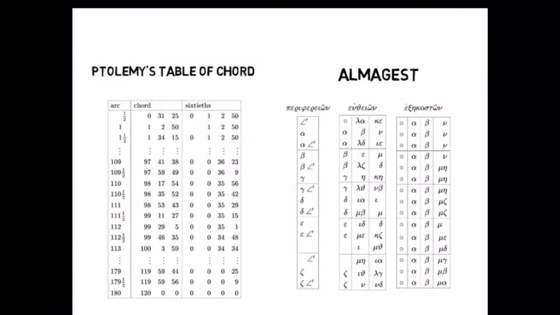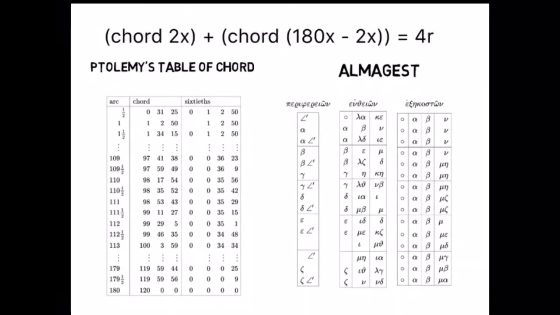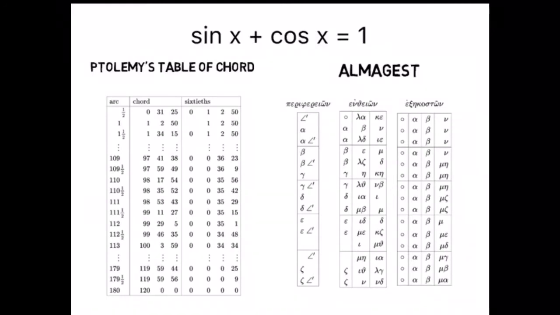As well as Hipparchus' table of chords, there were other trigonometric tables, such as Ptolemy's table of chords in the Almagest, which have the equivalence of several trigonometric identities and formulas, such as chord 2x plus chord 180 minus 2x equals 4r, which is equivalent to sine squared of x plus cosine squared of x equals 1.